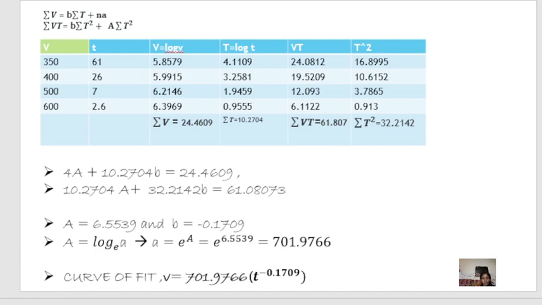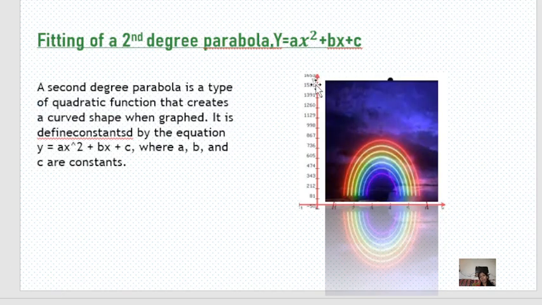The third approach is fitting of a second degree parabola, where y is equal to a x square plus bx plus c. A second degree parabola is a type of quadratic equation that creates a curved shape. When graphed, it is defined by the equation y is equal to a x square plus bx plus c, where a, b and c are constants. In the problem, our task is to find these constants and substitute them in the equation. We will find out what is the best fit for this equation.